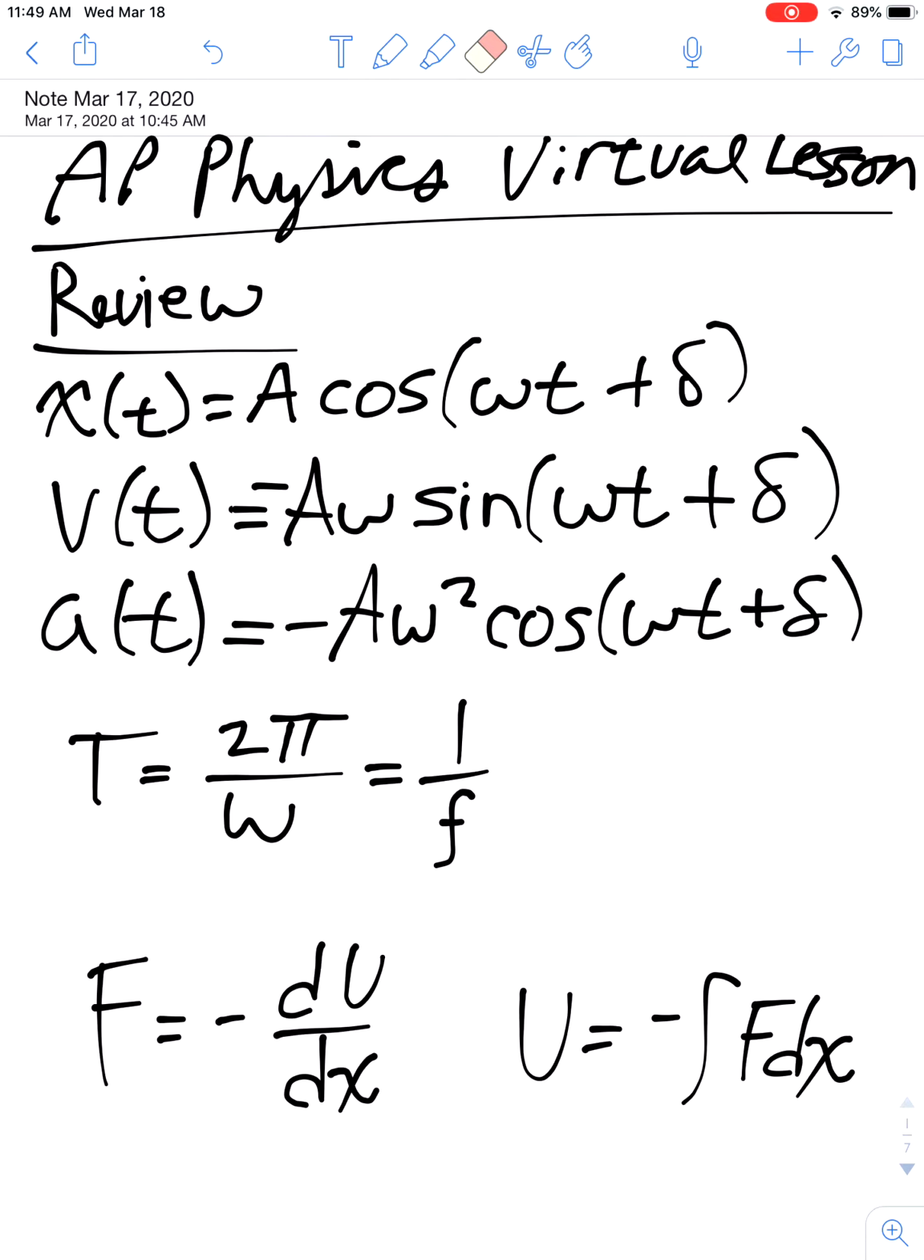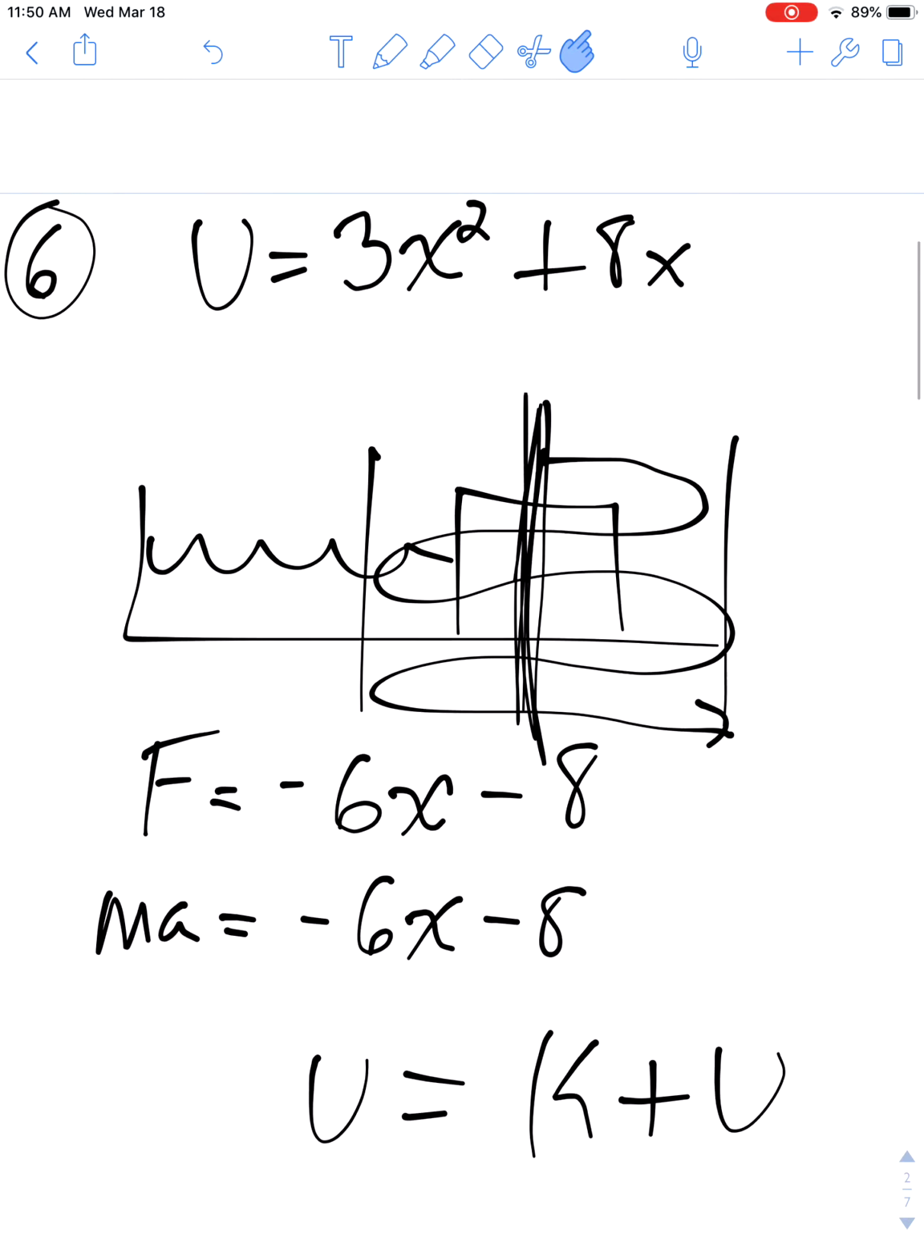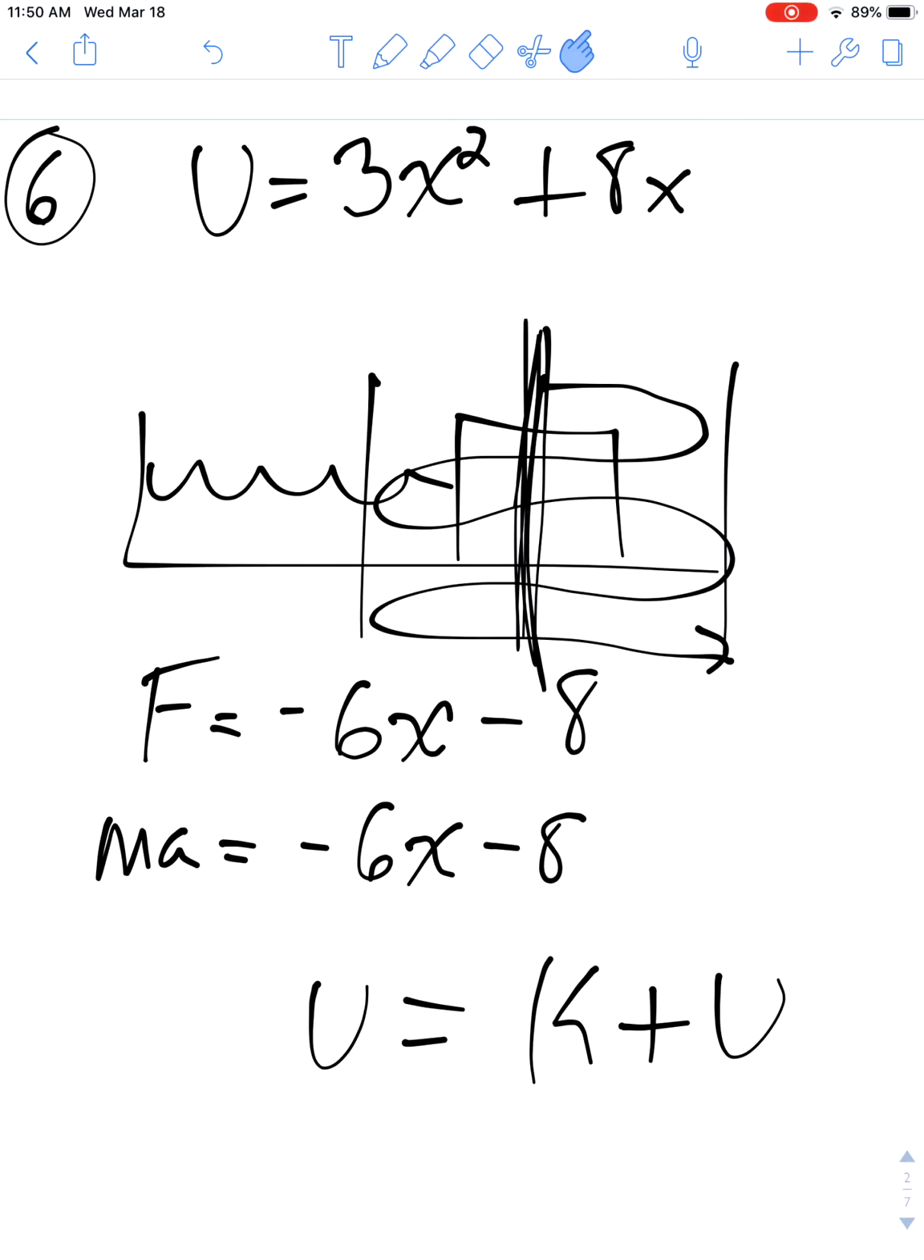All right, and then very important for today's lesson, at least for number 6, is the fact that the force is the negative derivative of the potential energy with respect to position. And likewise, the integral of force with respect to position times -1 is equal to the potential energy. So same old stuff there. Okay, so we're going to go ahead and get started with number 6.